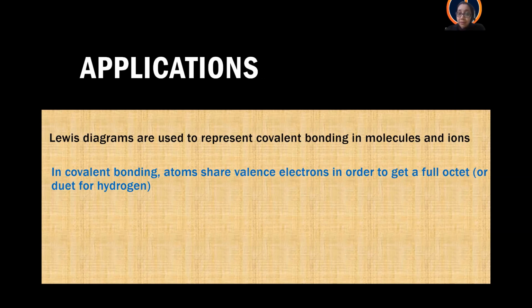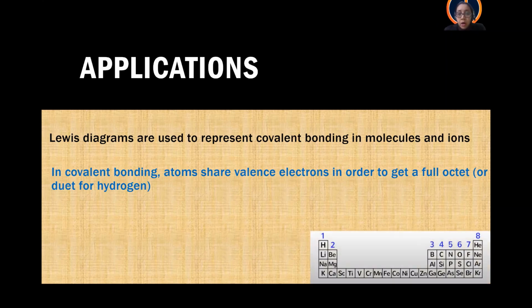Now coming back here, the duet rule is applied only for hydrogen and helium. Duet means two electrons, two valence electrons. So only hydrogen and helium want to achieve two valence electrons. Other than that, every other element wants to achieve 8 electrons in their outermost shell, in other words, an octet. Now, we have to remember the periodic table.